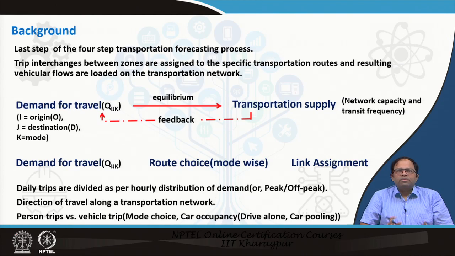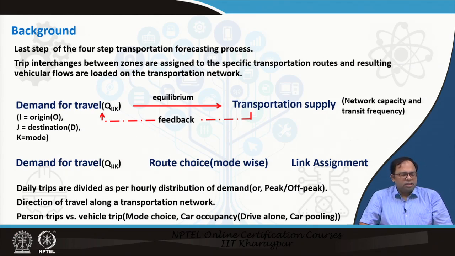So we have three components. One is demand for travel, the second is route choice, and that has to be mode-wise, and finally there is link assignment. That means once we know the route along which a person is going to travel, or the vehicle in which the person would be loaded is going to be traveling, then we need to assign it to particular link segments, because a route is composed of many links.